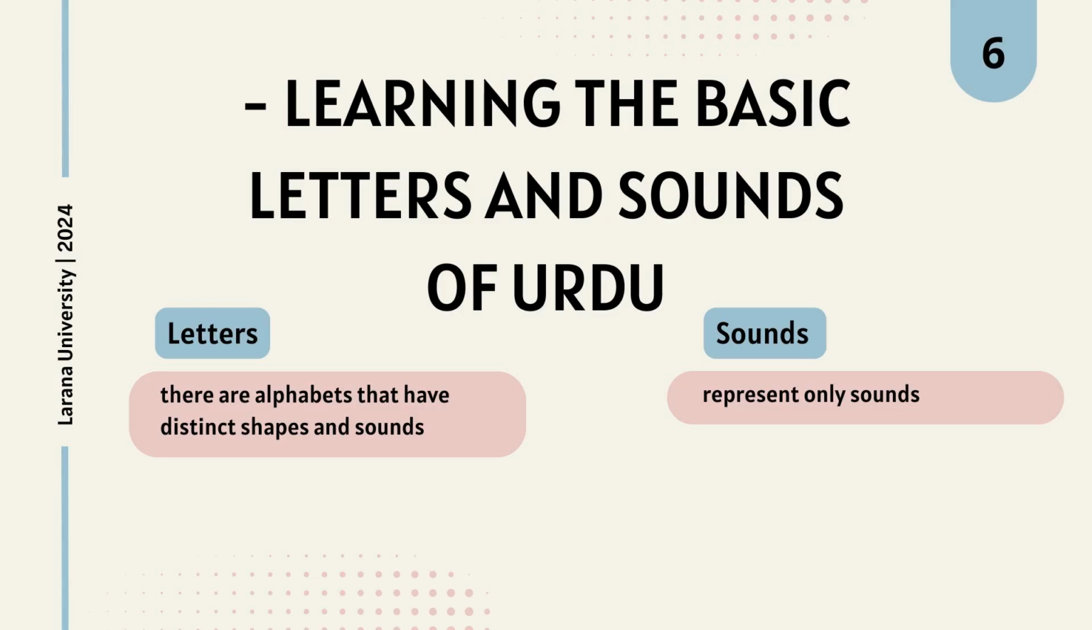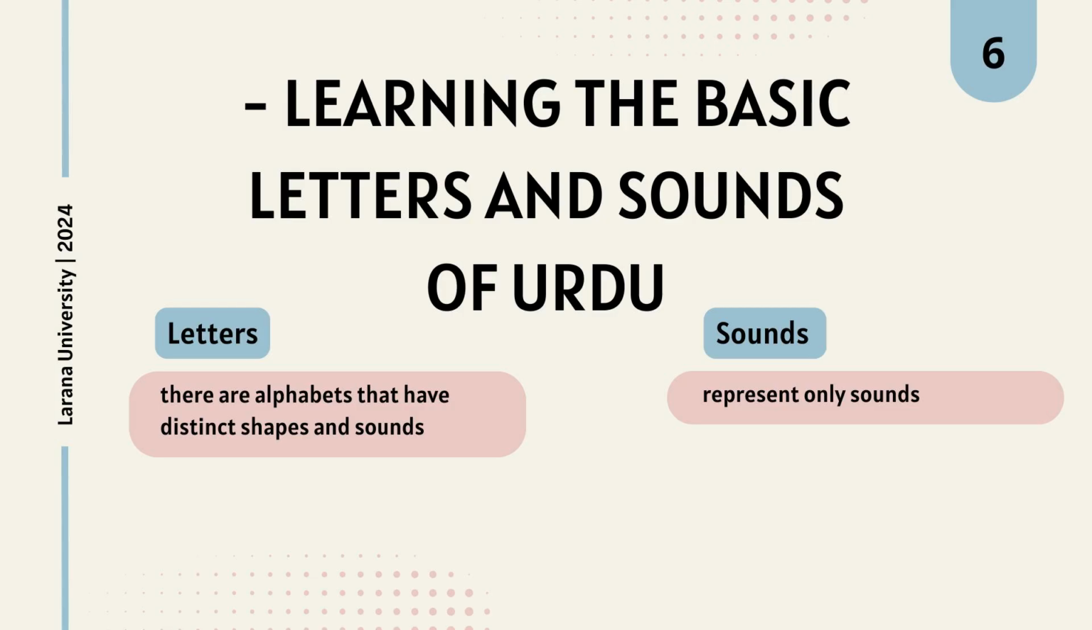The characteristics of the Urdu letters can be categorized into three types. Alif letters, which have a distinct shape and sound, and nishan letters, which represent only sounds or are silent. And the compound letters, which are formed by combining two or more basic letters.